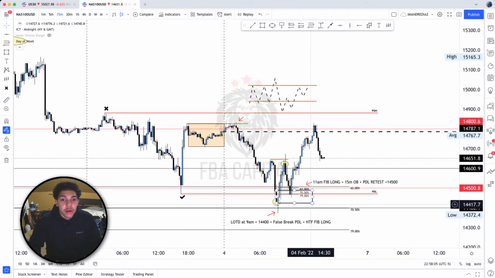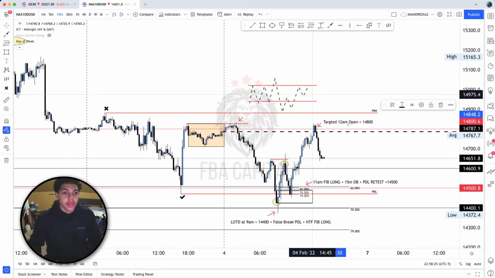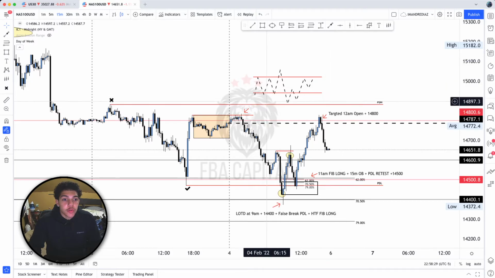Then from here, price came back above, targeted 14,800. We'll write that down also. Targeted the 12 a.m. open plus it targeted 14,800 big figure level. Just like that.